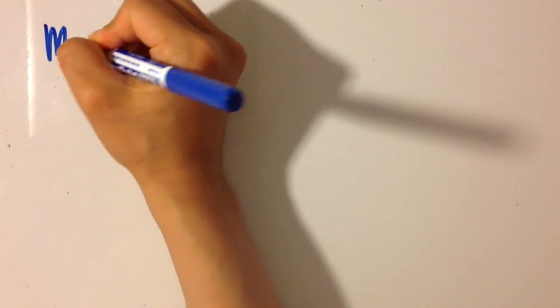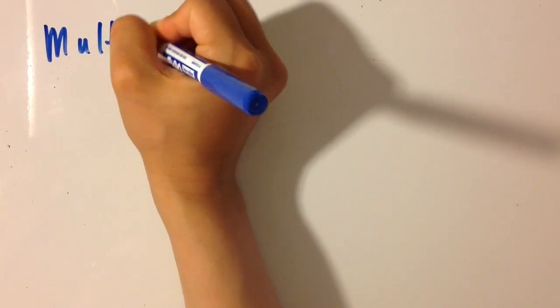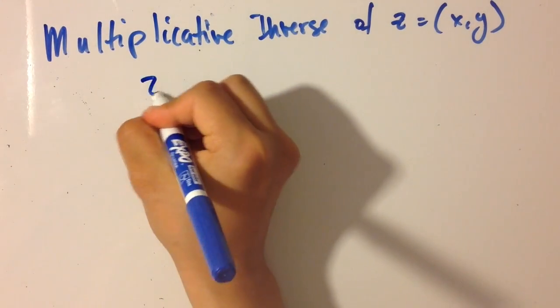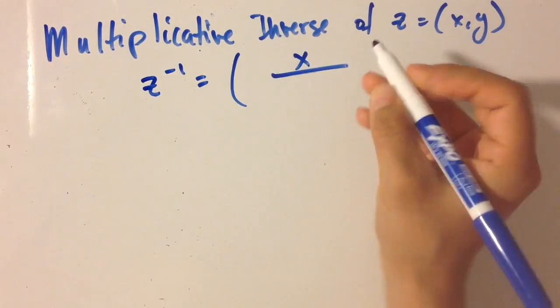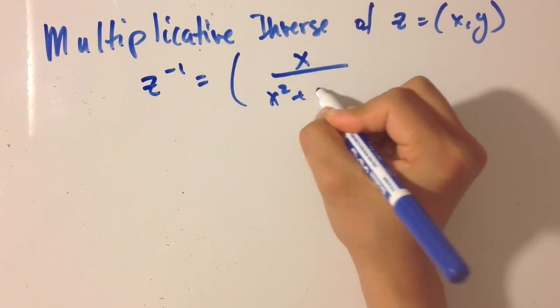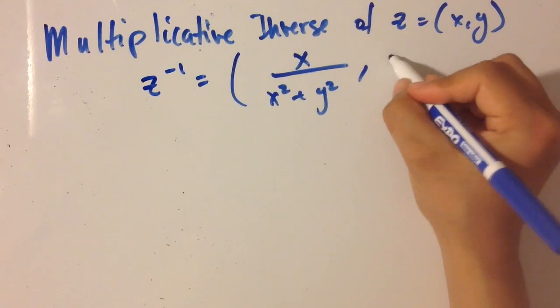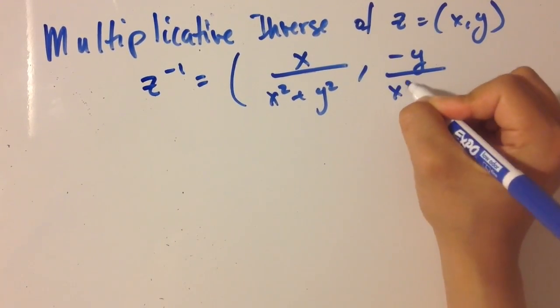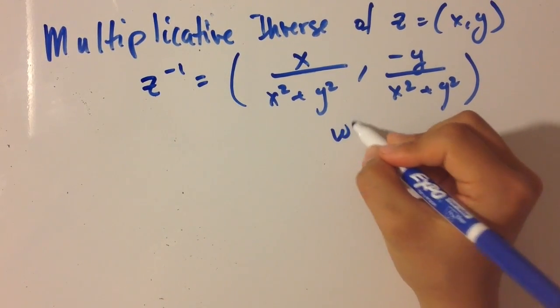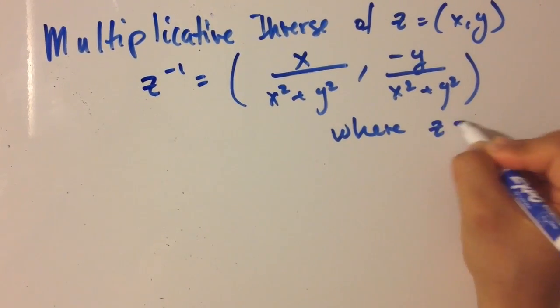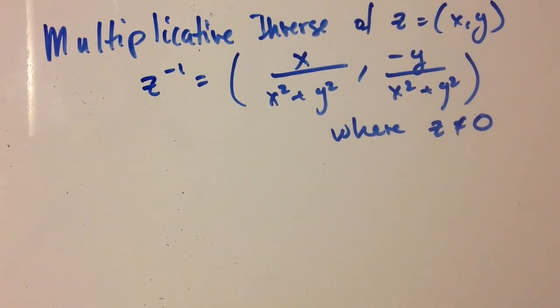Multiplicative inverse is a little bit more complicated. It is given by z to the minus 1 equal to x over x squared plus y squared, minus y over x squared plus y squared. Note that z cannot equal 0. Otherwise, we would be dividing by 0.